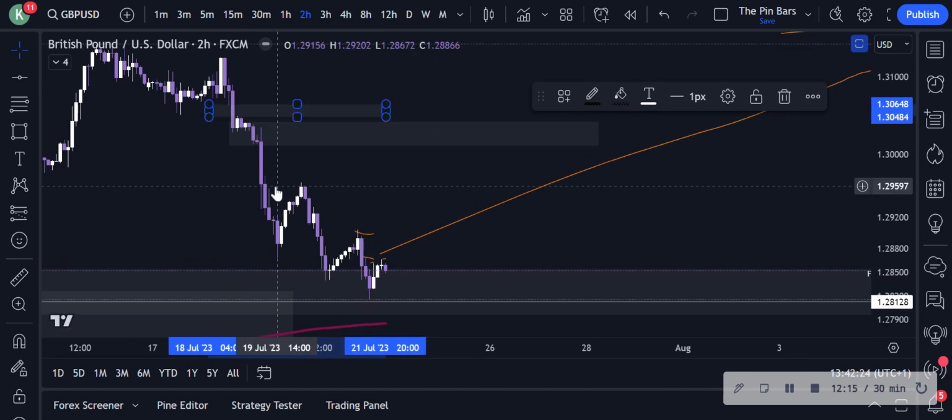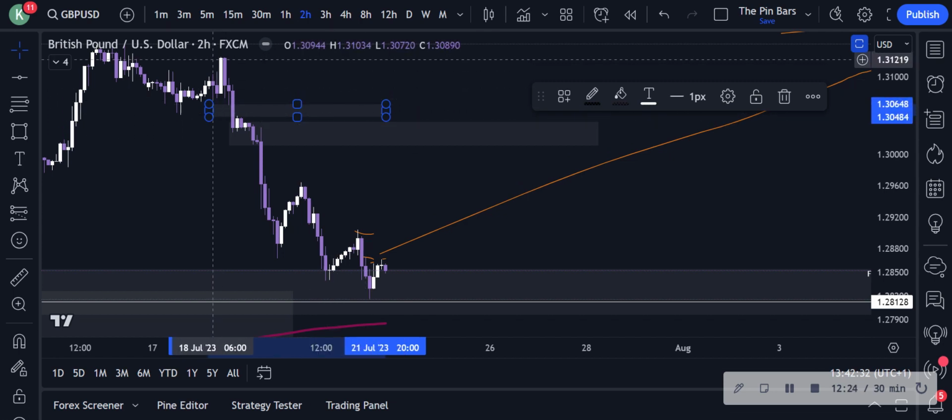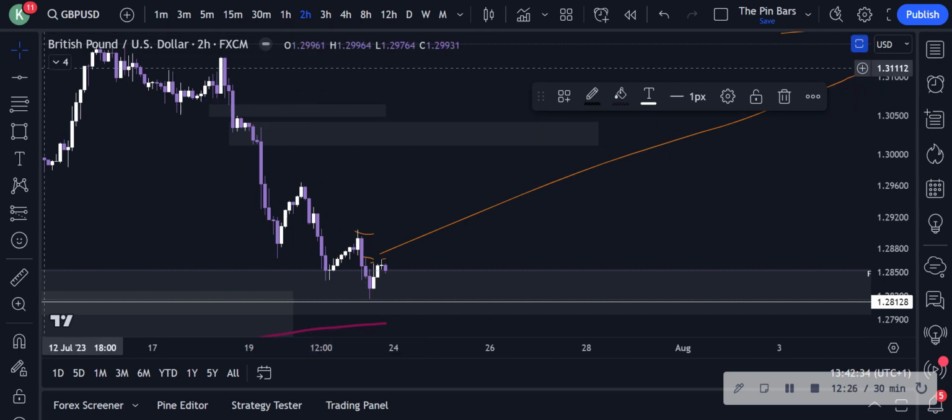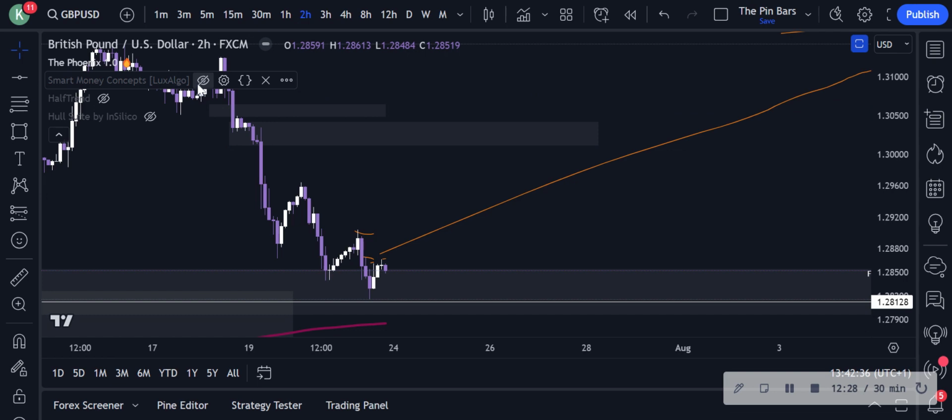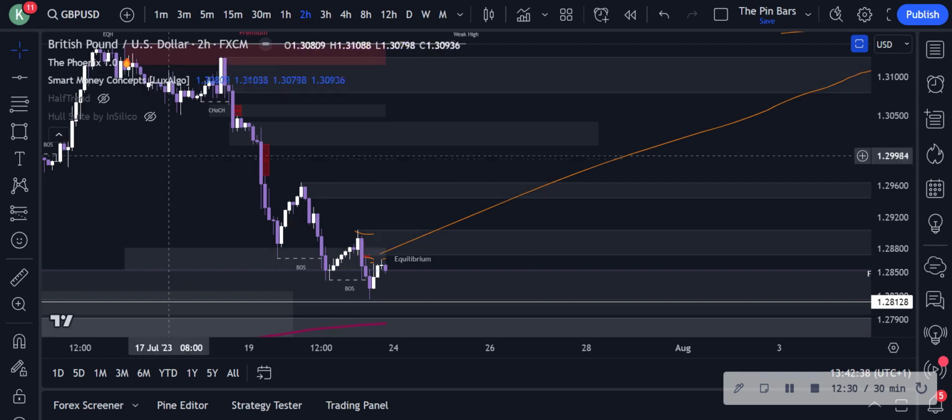So therefore, I do think price will be very attracted to this area because it has got a zone to touch, as well as a fair value gap, and we've got a zone right up here as well. I'm just going to turn on the smart money concepts. If you guys can see, right?